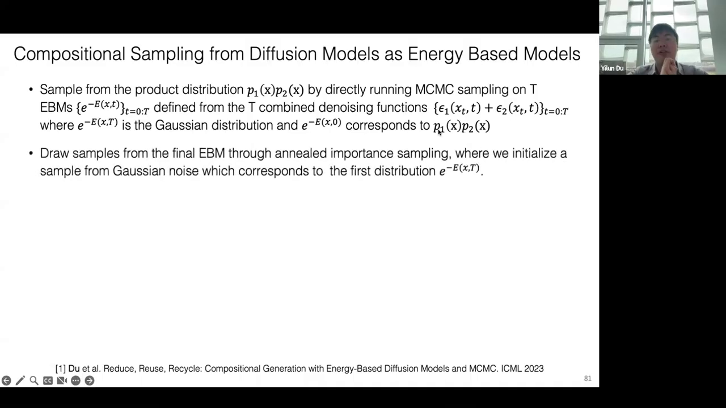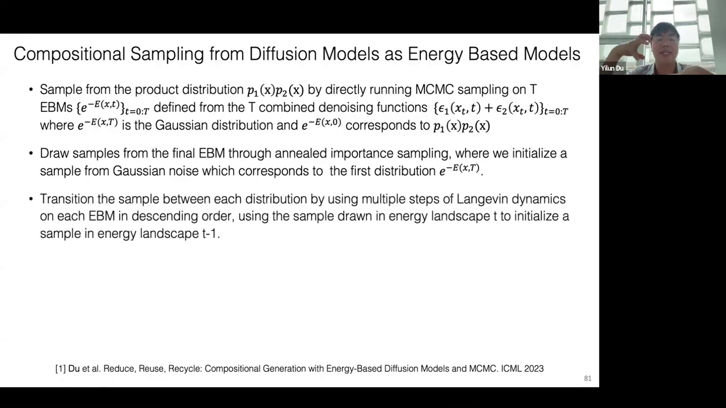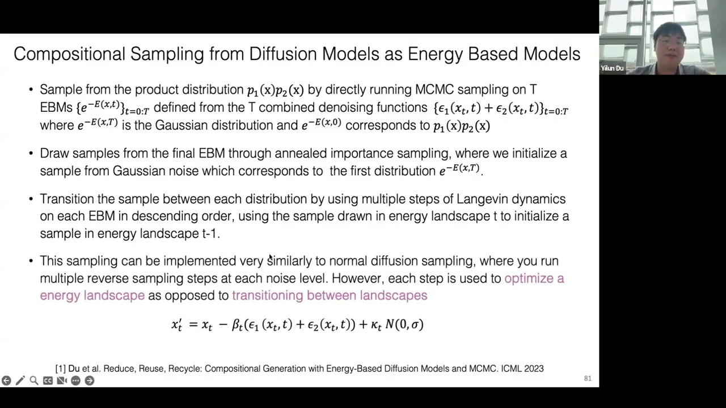The idea is you don't use the normal diffusion transition kernel, where you use the score function and integrate it. Instead, you use annealed MCMC. You draw samples from the first Gaussian noise distribution and run a couple of steps of MCMC, which is just the Langevin sampling procedure from earlier. Using this composed score function, where the denoising functions for the first and second distributions are summed together, you run a couple of steps of MCMC, then transition the sample to the next distribution and repeat. This sampling procedure is very similar to normal diffusion sampling, but you have multiple reverse sampling steps at each noise level. Each step is used to sample from the energy landscape, as opposed to explicitly transitioning from one landscape to the next.